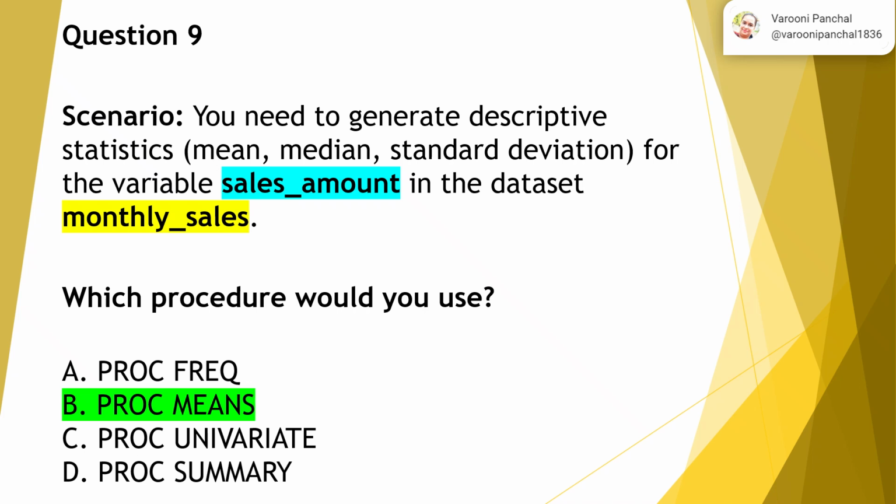Question 9 scenario. You need to generate descriptive statistics, mean, median, standard deviation for the variable sales amount in the dataset monthly sales. Which procedure would you use? Now option A is PROC FREQ, which is used for counts and percentages, so this is not the right answer. Now PROC UNIVARIATE and PROC SUMMARY is a different concept where it will show you a variety of other information which we are not interested in. We are interested only in mean, median, and standard deviation. So this is not the right answer. So the correct answer is PROC MEANS.